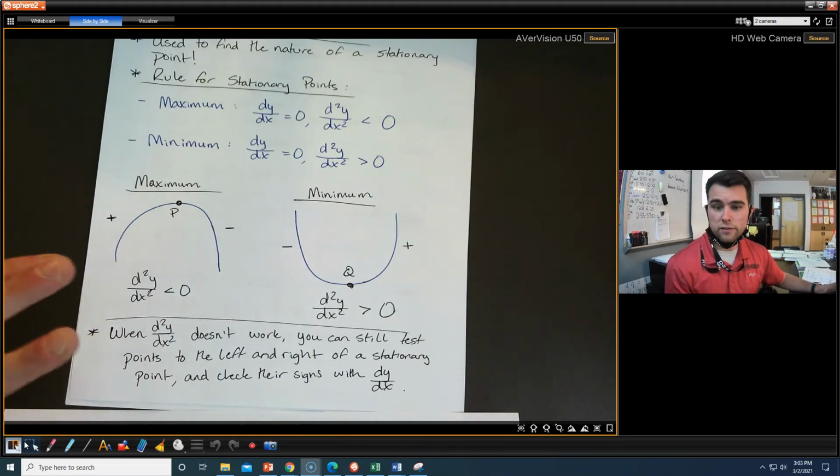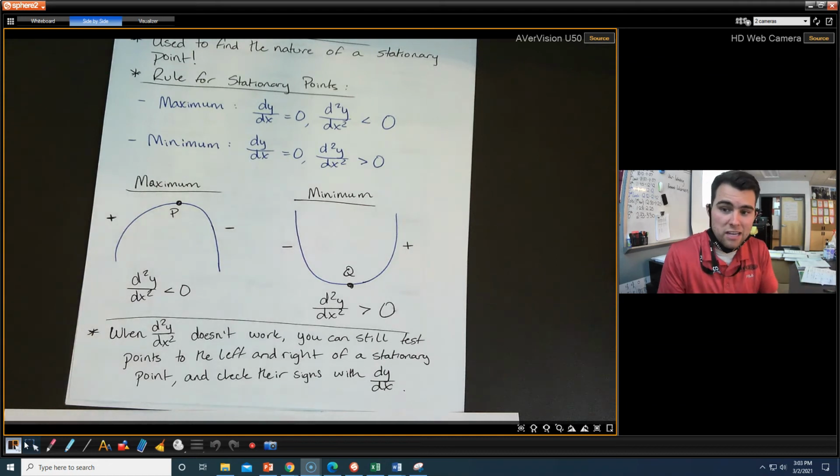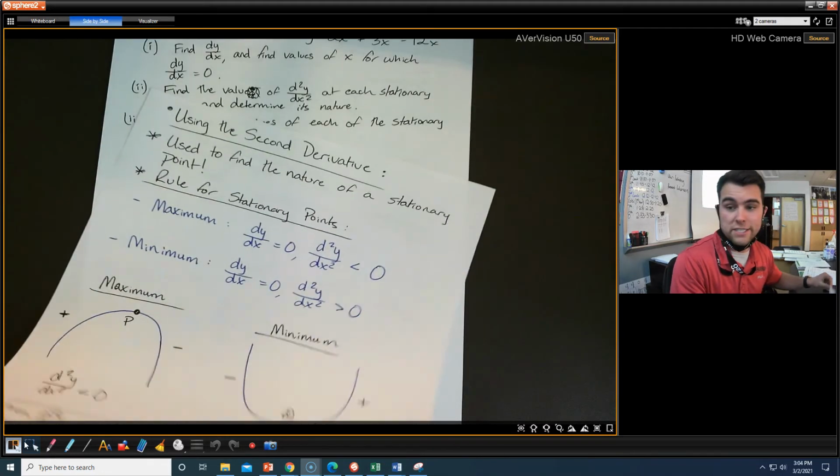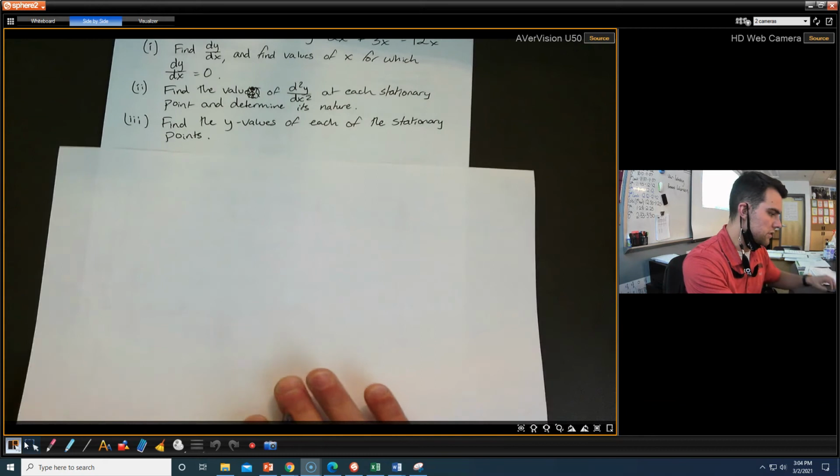When this doesn't work, though, because it sometimes doesn't work, and I'll get into that too, you can still do the same test points to the left and right of the stationary points that we get for x. We could check their signs with dy dx. Again, that little weird-looking long table that I made you guys is something you could still use, although it's more time-consuming. So let's actually use the double derivative and see what's going on.